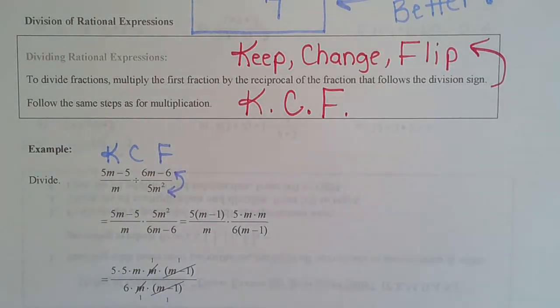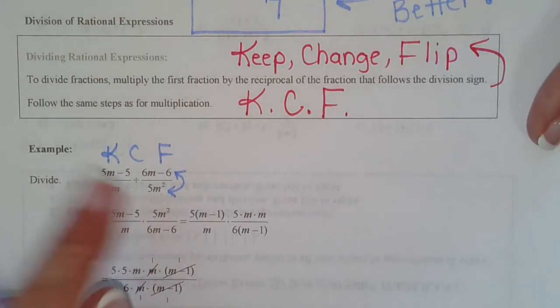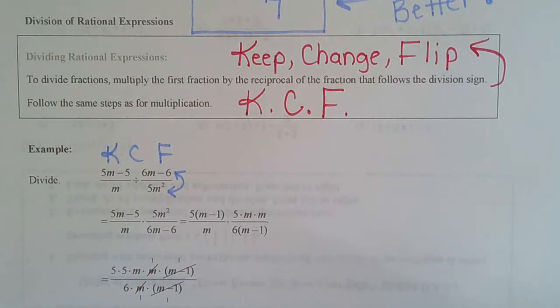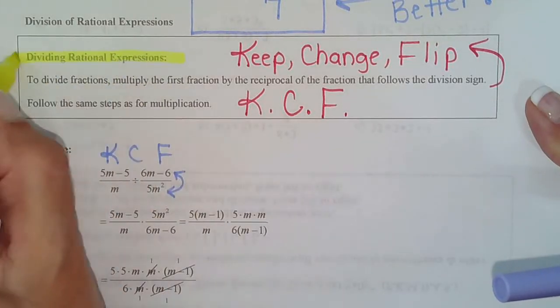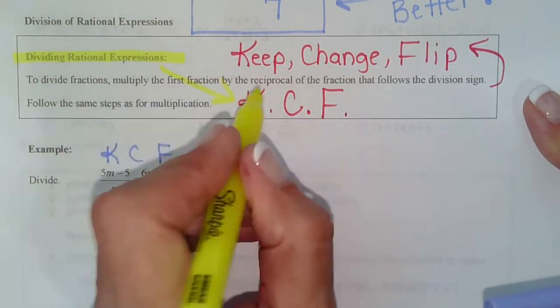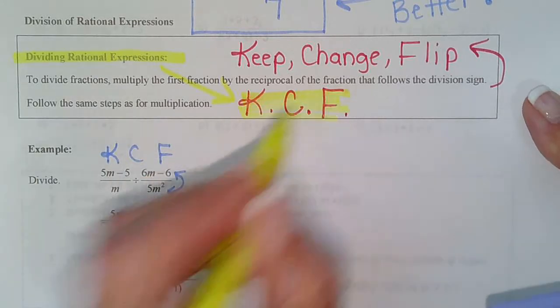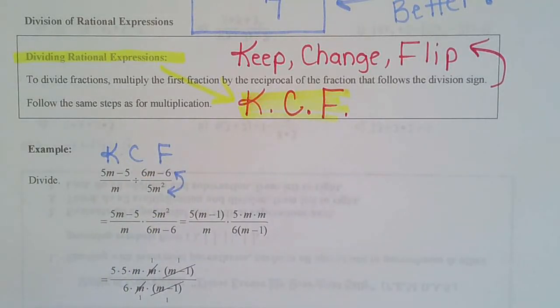Guess what's the number one mistake on the test? Students don't flip. They just change it to multiplication and they forget to flip. Or maybe they don't see the division and think it's multiplication because it's side by side with the multiplication one. But if you don't flip it, there's no way you can get the right answer. So the minute you see division, that's when you should go into keep, change, flip mode. Okay, no other time, just division.